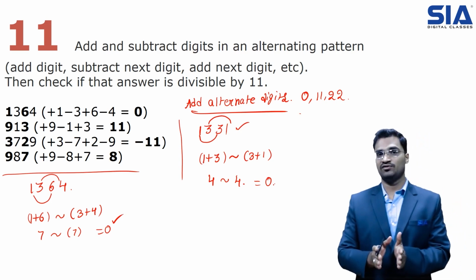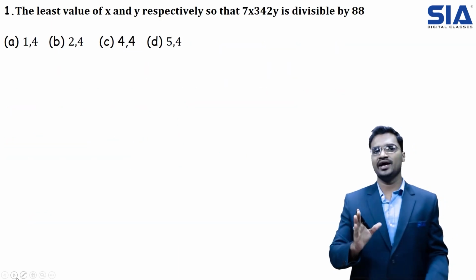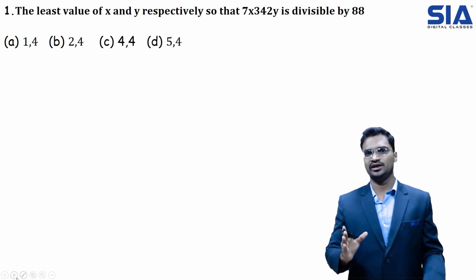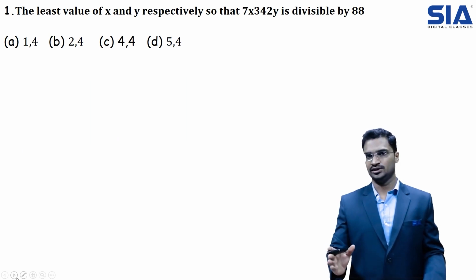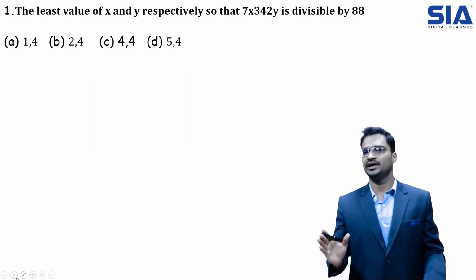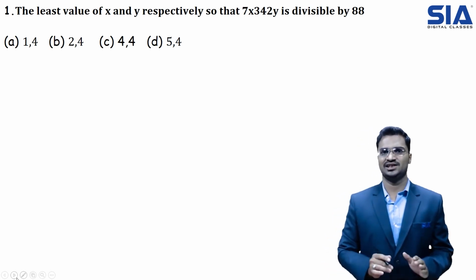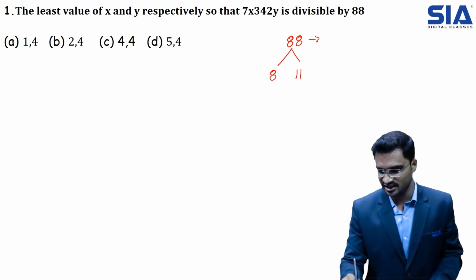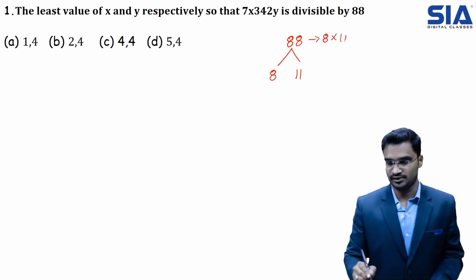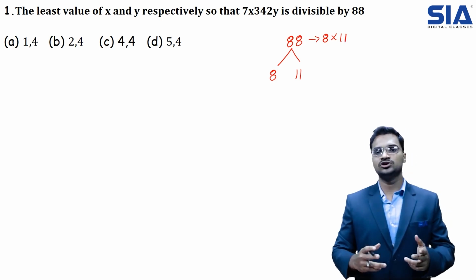So the divisibility rule of 11 is very important. You should remember this. The least value of x and y respectively so that 7x342y, these are digits, is divisible by 88. Whenever a number is divisible by 88, we can say that it should be divisible by 8 and also 11, as 88 is 8 into 11. So now we have to remember the divisibility rules of 8 and 11.